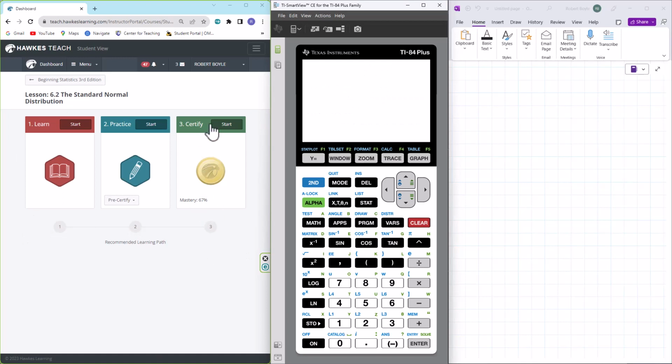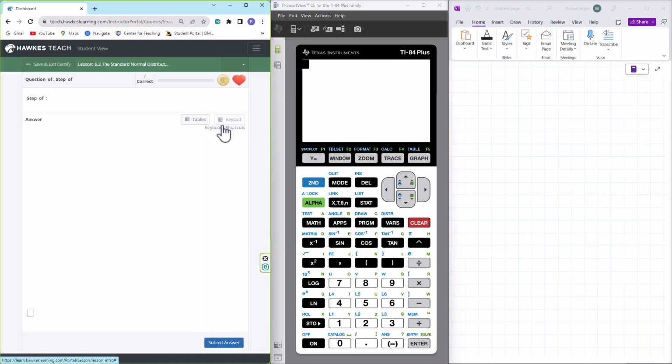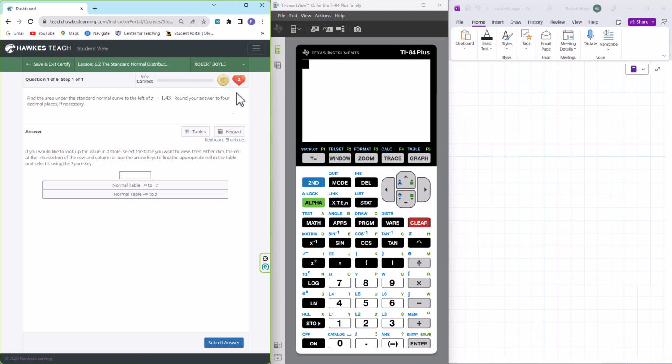So here is our Hawks page. It's just going to certify. You will notice that you have exactly 6 problems and only 2 lives. So all you have to do is get 4 of the 6 correct before the due date, and you will get a 100 on your homework.